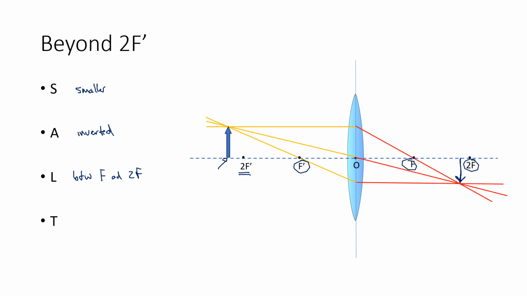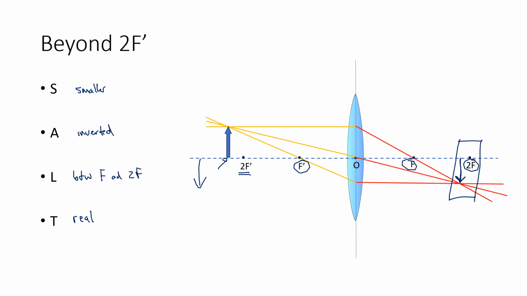And the type, you call this a real image because you could actually, if you put a piece of paper or screen of some sort at this point, you would be able to see this image projected. So this is really how a projector works. The film in the projector would be upside down, so you put it this way, and then the projection would be right side up for the people watching the movie.